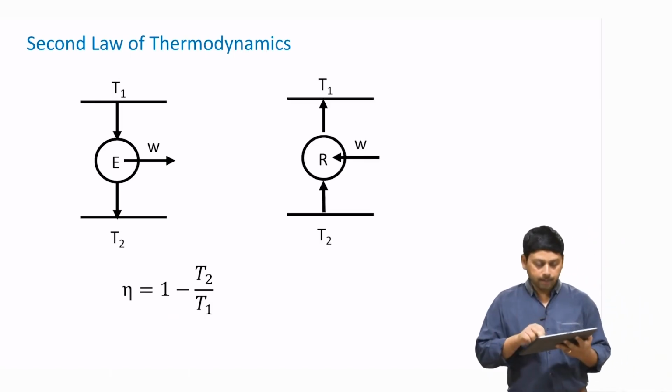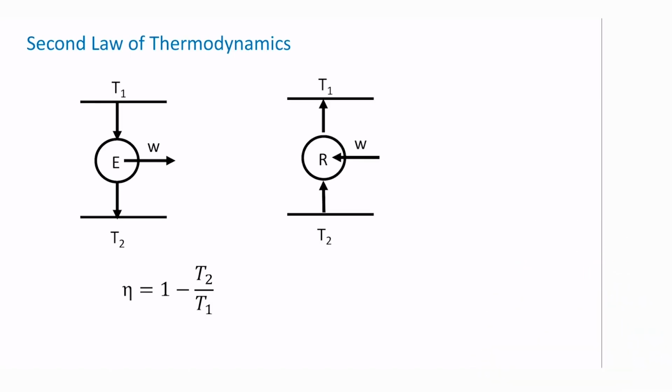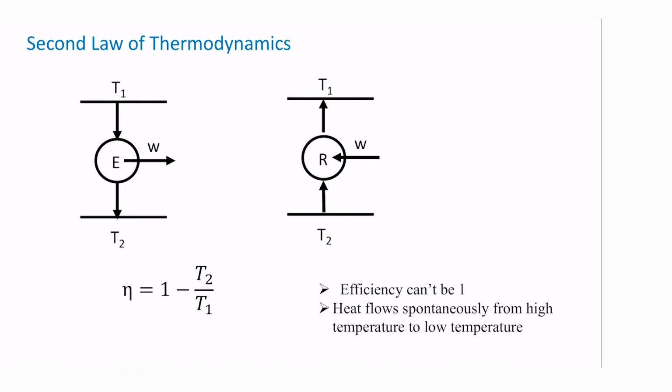And we know that if we do some work, then only can we transfer heat from low temperature to high temperature, as we see in a refrigerator. So, the second law of thermodynamics tells us that efficiency can't be 1, and heat flows spontaneously from high temperature to low temperature. So, the second law gives us a direction. It gives us, as we have discussed before, the arrow of time.